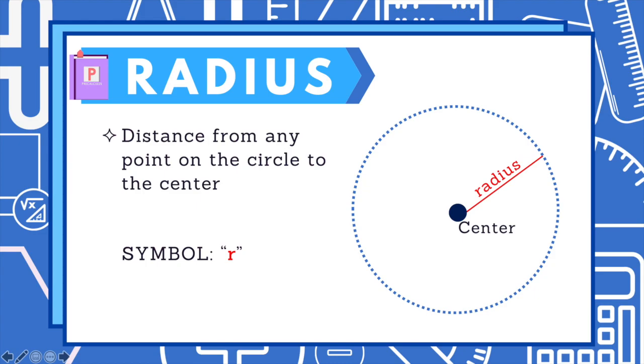So this is an example for radius. A radius can also be described as a segment where one of the endpoints is the center while the other endpoint is at the outline of the circle.